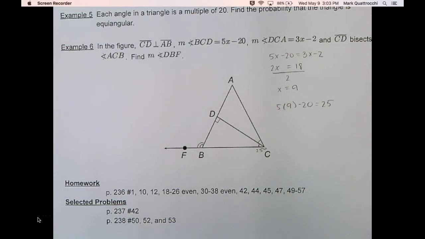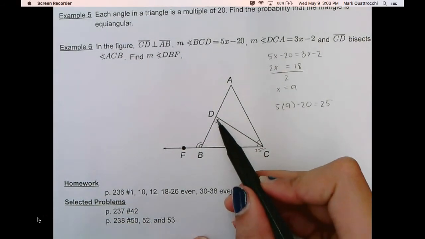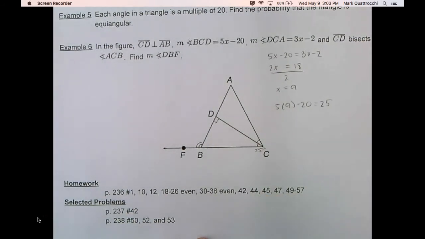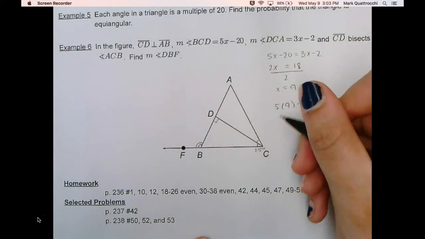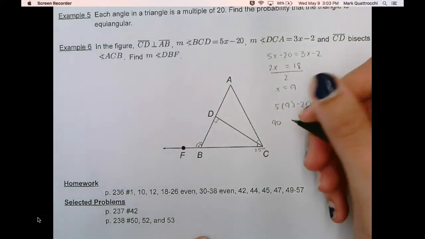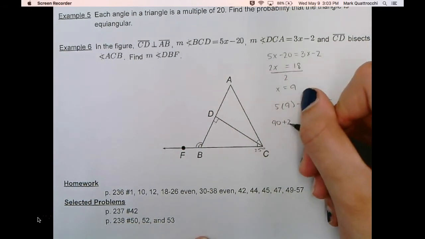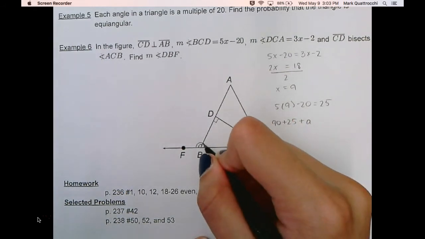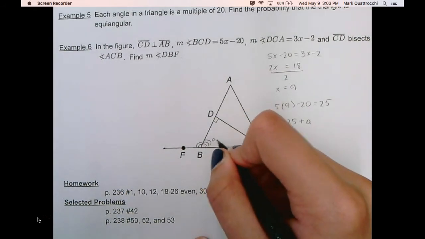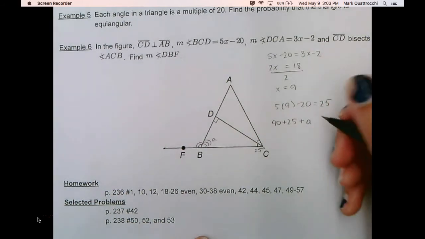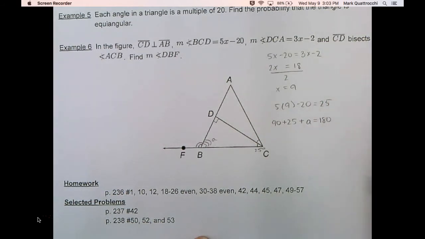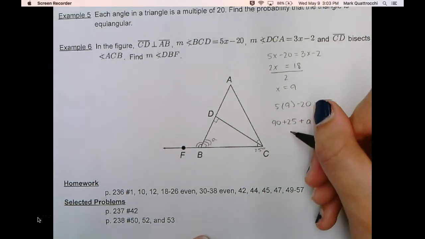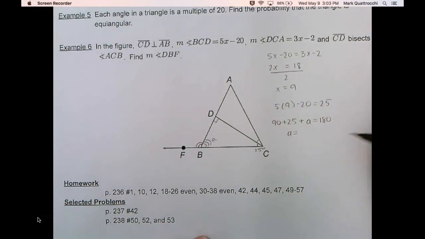And using the triangle sum theorem, or the triangle angle theorem, we know that these three angles equal 180 degrees. So we can make an equation using that. So 90 plus 25 plus A, this right here will be angle A, equals 180 degrees. And so A would be 65 degrees.